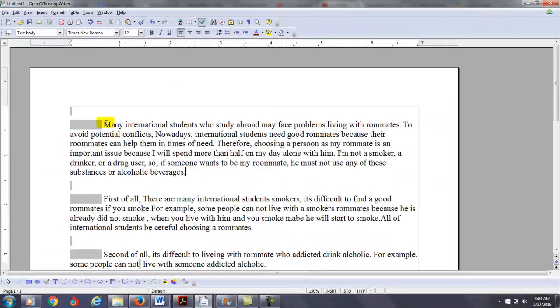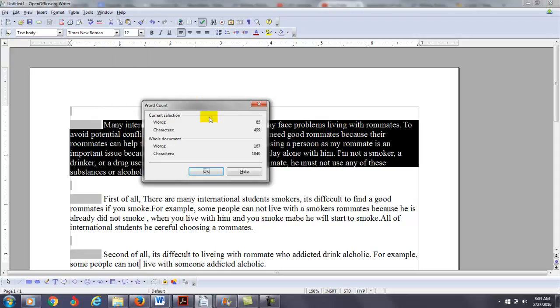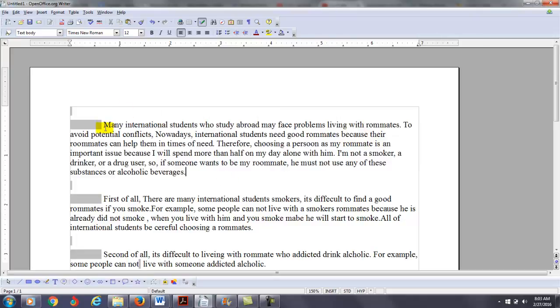All right, let's take a look at your first paragraph. Let's see how many words we have here. So that's not bad. So you got 85 words for the introduction. Let's take a look at it again.